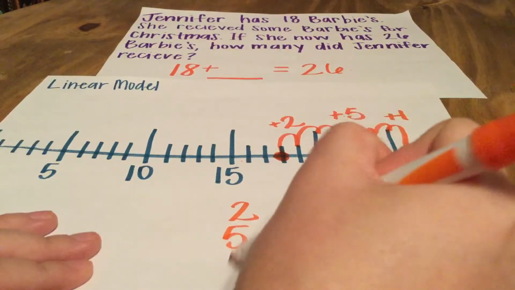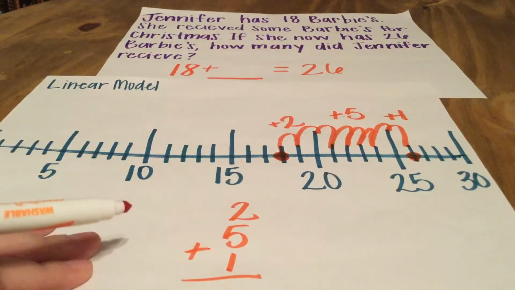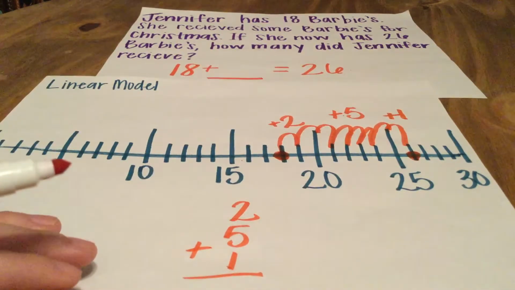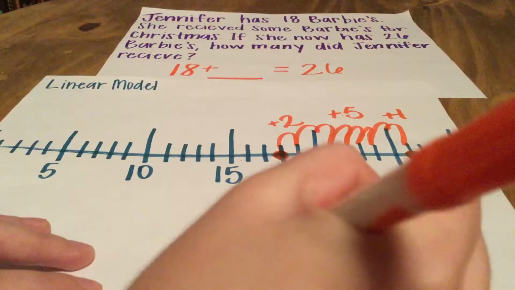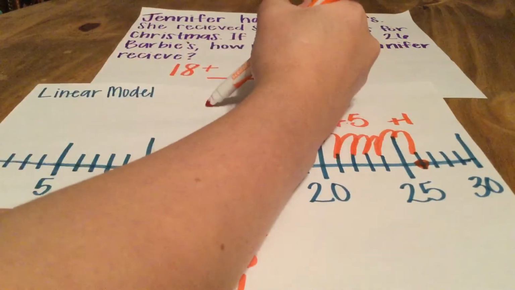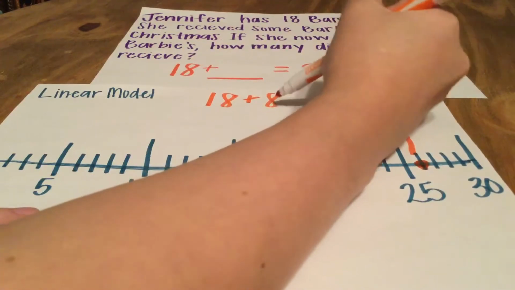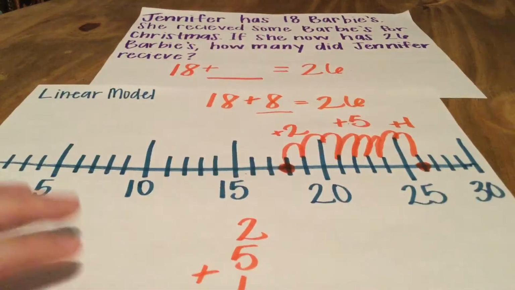So if we add up our 2, 5, and 1, let's add it on the bottom. 2 plus 5 plus 1. Well, I know 5 plus 1 equals 6. And 6 plus 2 equals 8. So our answer is 8. So if we add 18 plus 8, our mystery number, we would get 26 Barbies.